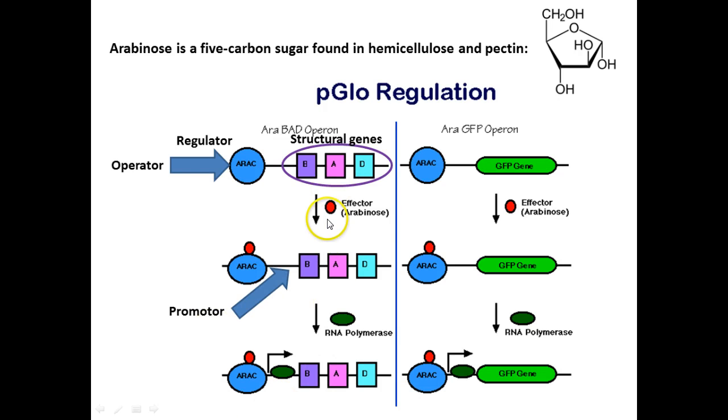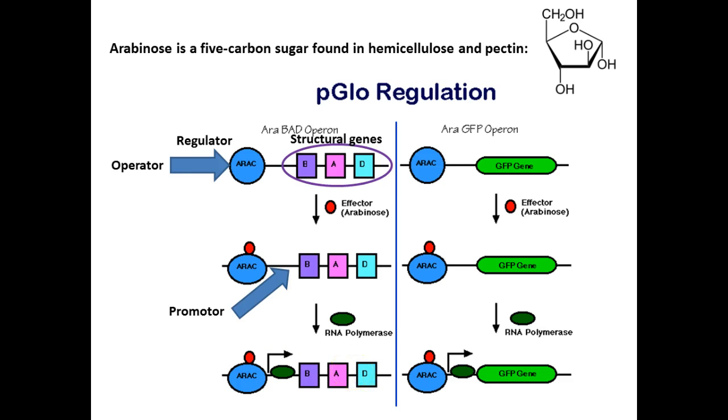So arabinose actually is the effector in this case. It binds to the regulator that's bound to the operator, excuse me. And it will change its conformation so that the promoter becomes available and RNA polymerase can now bind. So here we have the RNA polymerase binding, and then it's going to copy this information and actually make those genes to be able to digest the arabinose.